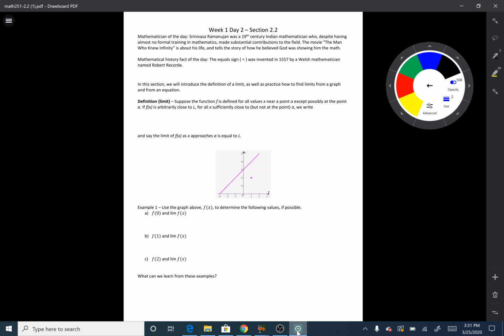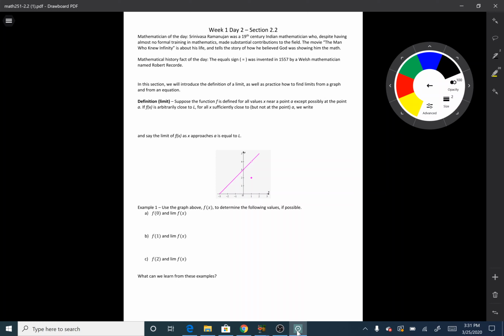All right, so like I said, today we are introducing the definition of a limit. And this definition is pretty dense, so I just want to warn you about that. But once we get into it, hopefully it should not be too much trouble. So here is the definition of a limit.